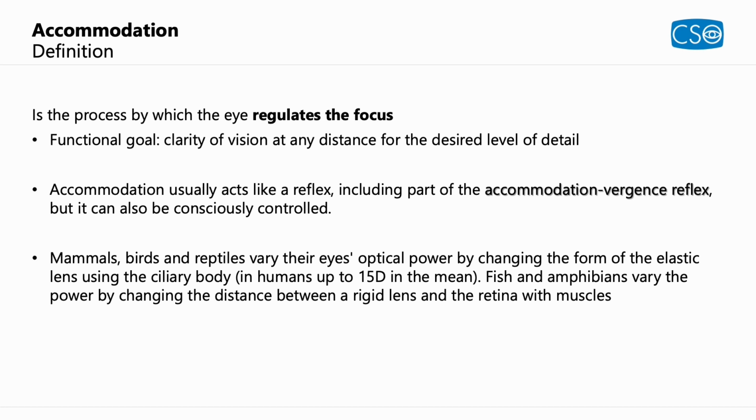It is the process by which the eye regulates the focus. This process is called accommodation. There is a functional goal, which is to obtain clarity of vision at any distance, and accommodation usually acts as a reflex, including part of the accommodation vergence reflex, but it can also be controlled consciously. Mammals and reptiles and other creatures use different types of accommodation that are obviously different to the human being and the mammalians.